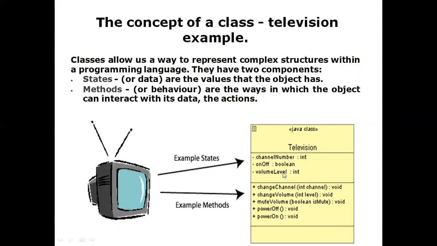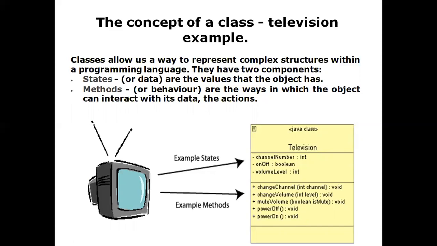These are the attributes, and you can show the behavior of a television: you can change the channel, you can change the volume, you can mute the volume, you can power off, you can power on. Every class has two things: attributes, meaning characteristics, and behavior, meaning the methods or functions of that class.